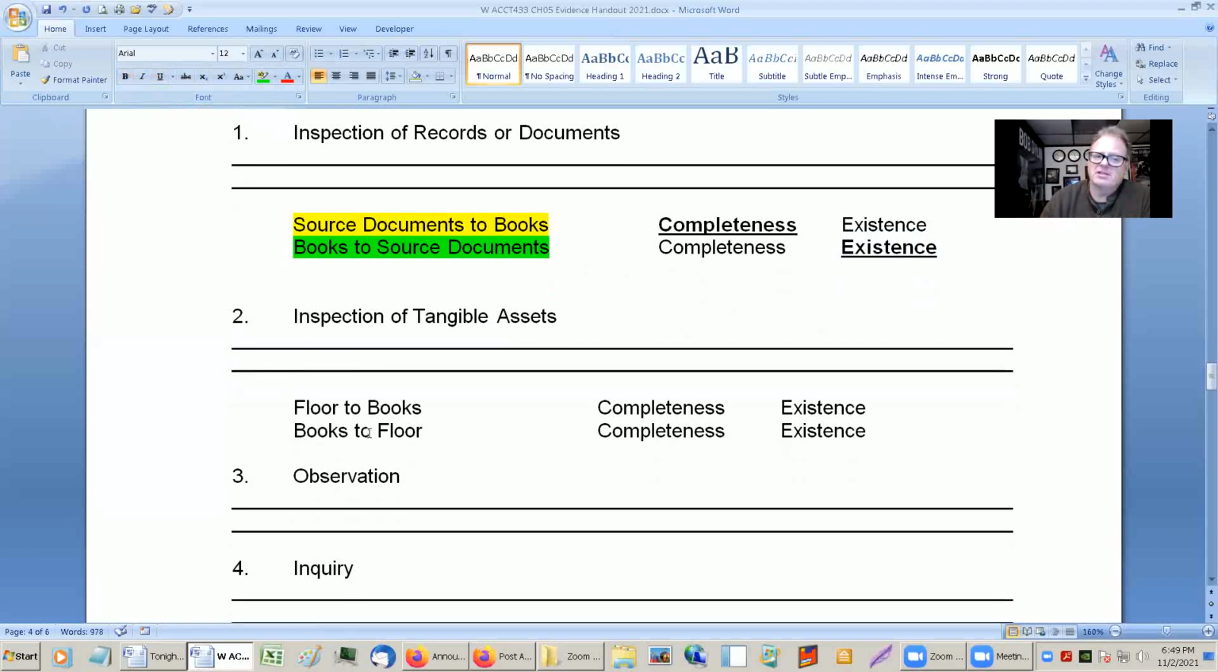And it's the same way down here. This is for tangible assets. So for instance, if they have a piece of equipment on the floor, you go, okay, let's go look. Here's a drill press I find. Let's go find it in the financial statements. So this one would be similar to the first one, in that floor to book is you're seeing it is complete.